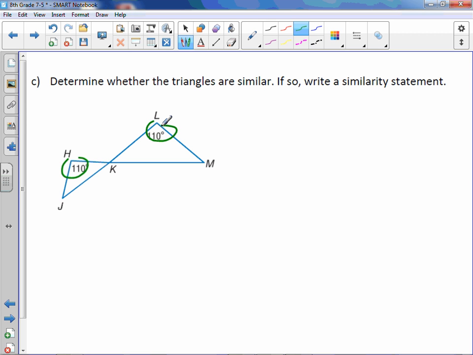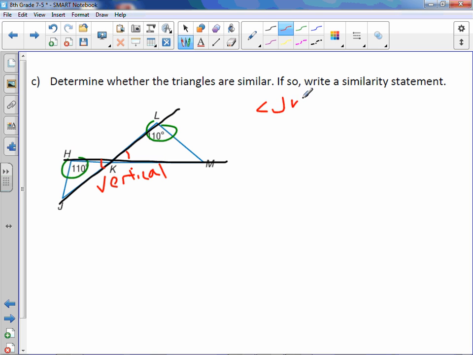However, what we do have here are two intersecting lines. And the two intersecting lines form these angles across from each other, which are vertical angles. And what we know about vertical angles is that they're congruent. So, let's jot that down.